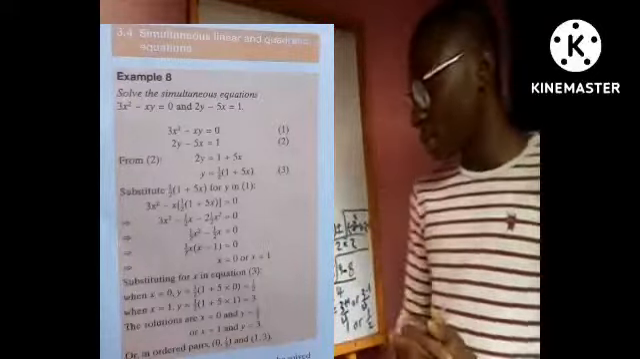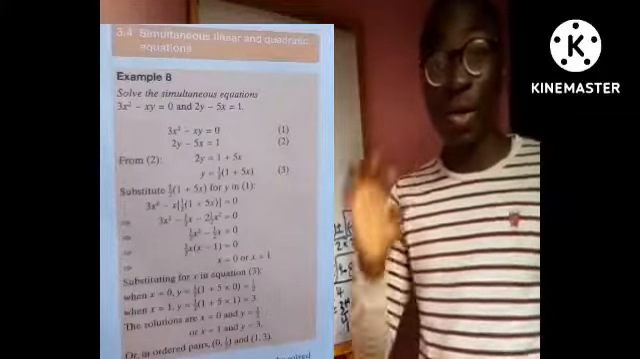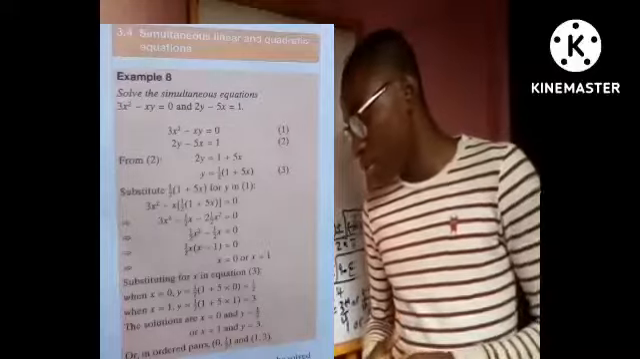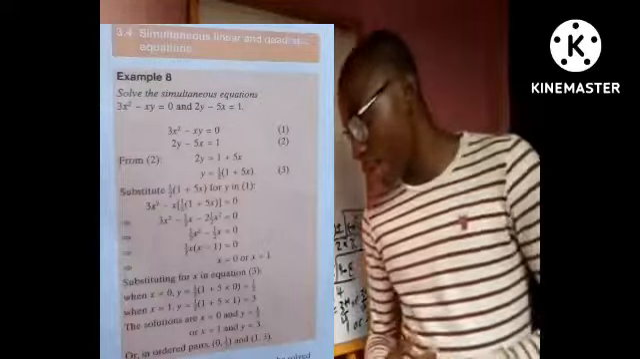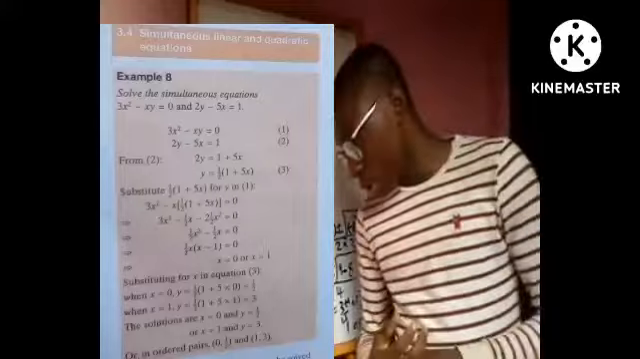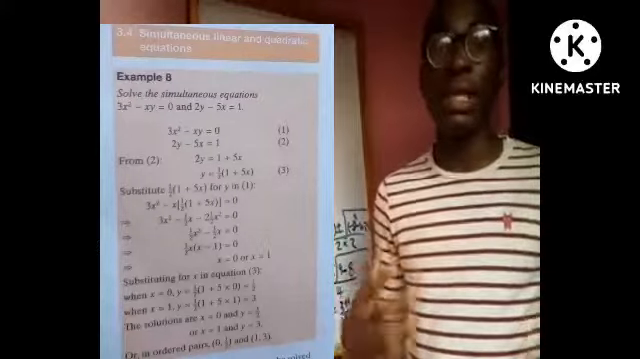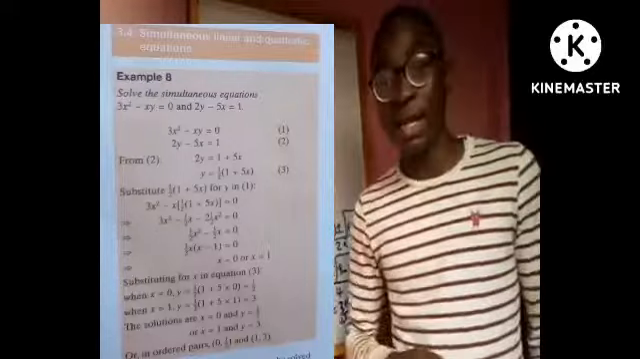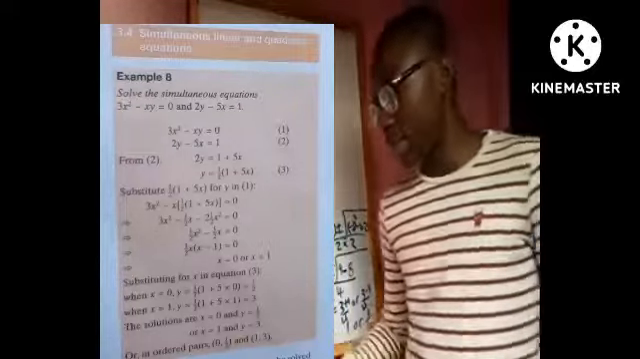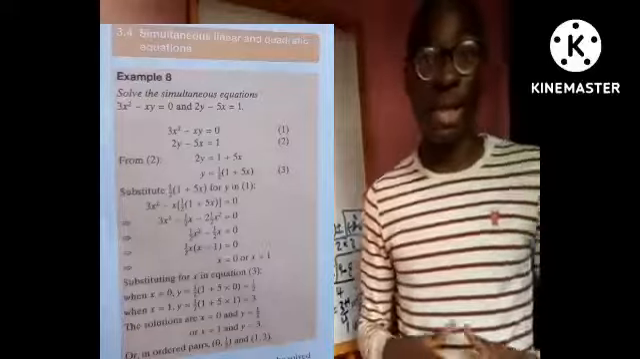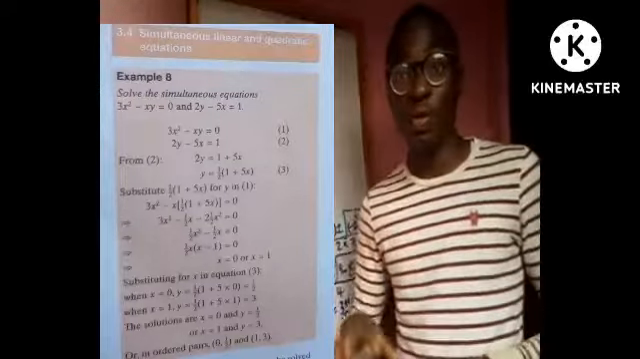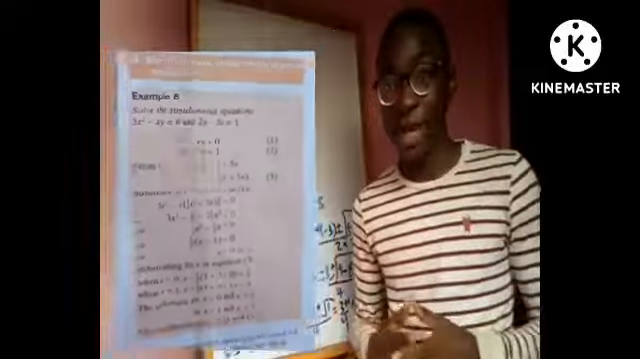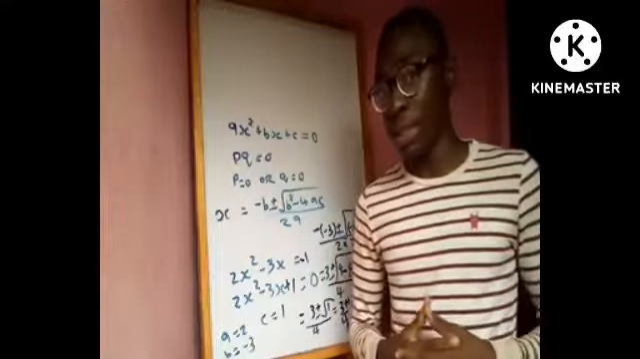So if you substitute your values of x, you are going to get the corresponding values of y. When x equals 0, what is y? y is equal to half. And when x equals 1, y is equal to 3. So you can represent your answer as pairs of solutions: (0, half) and (1, 3). If you represent that on the Cartesian plane, those are the points that satisfy the regions specified by the simultaneous linear and quadratic equations.